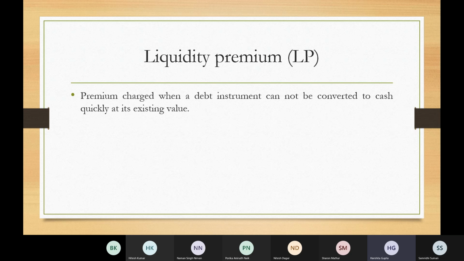Liquidity premium. The premium charged when a bond instrument cannot be converted to cash quickly at its existing value is the liquidity premium. So basically, if I want to sell a marketable security right now, and I'm in urgent need of cash, but it's not readily converted to cash, maybe I'll let go of a little bit more money just so that I can sell that security quickly.